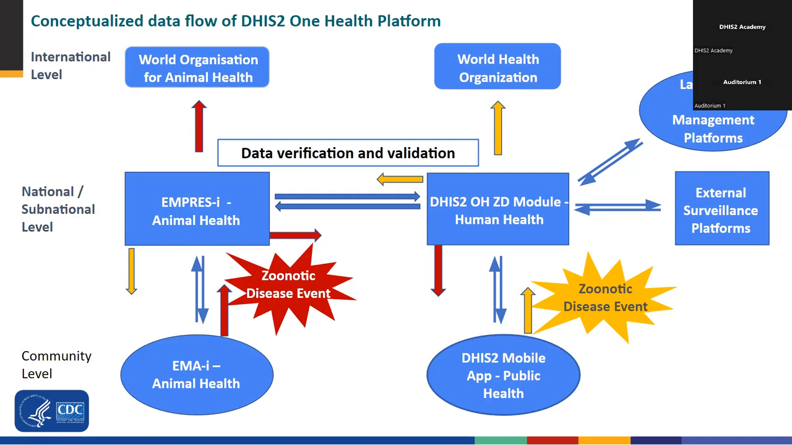So it's not, as I was saying, something that's completely separate and something that would cause data duplication and additional reporting. So the idea would be a zoonotic disease event could occur on either sector, could derive from the human health sector or the animal health sector first at the community level. They would go through their normal reporting requirements upwards to, in the human health sector, DHIS2 or EMPRES-i in the animal health sector. The big goal of this project is to integrate those two surveillance systems at national and subnational level to share data for early warning and for joint reporting.